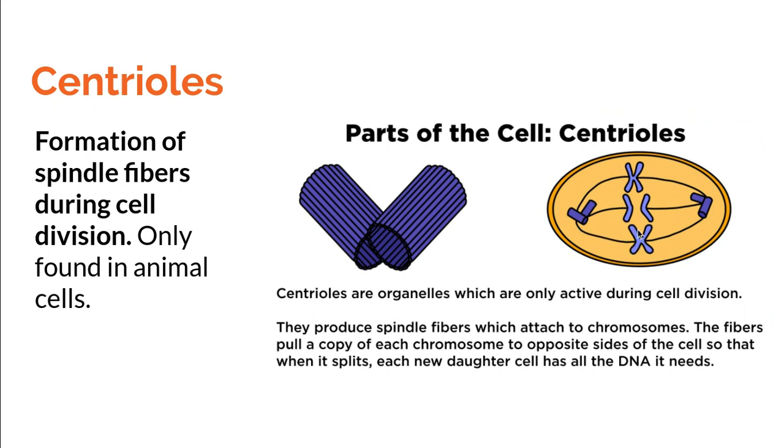split them in half, so that half the genetic material goes to one side of the cell, half goes to the other, and then the cell can split into two. So the centrioles are what have these spindle fibers that attach to the chromosomes and pull them apart. And again, they're only active when the cell is dividing. If the cell isn't dividing, they're just hanging out. They don't really need to do anything.